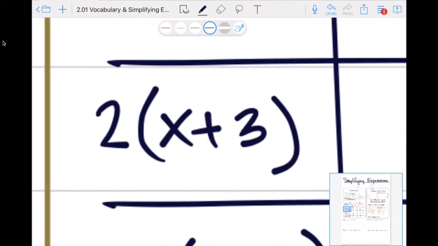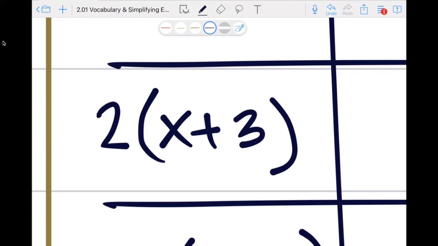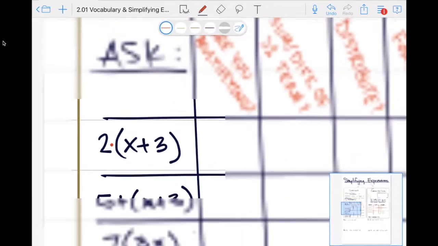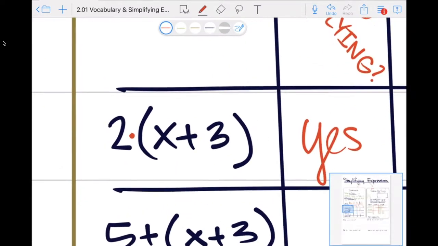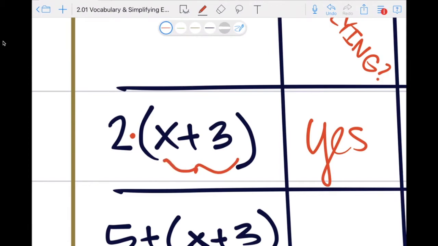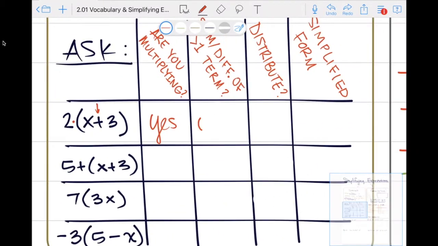So let's look at 2(x + 3). The first criteria is that you're multiplying. And right here, we are multiplying that 2. So are we multiplying? We're going to say yes. The second criteria is that we're dealing with multiplying times a sum or difference of more than one term. Notice it's a sum, and that sum separates terms. This is term 1, and this is term 2. So we are dealing with a sum of more than one term. So that's yes. And so yes, we must distribute.